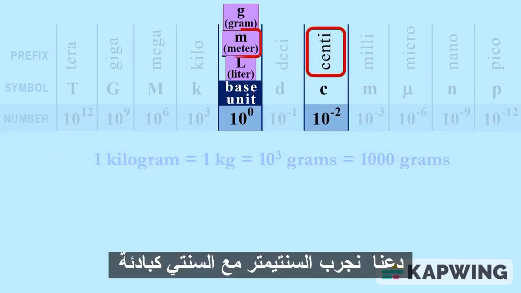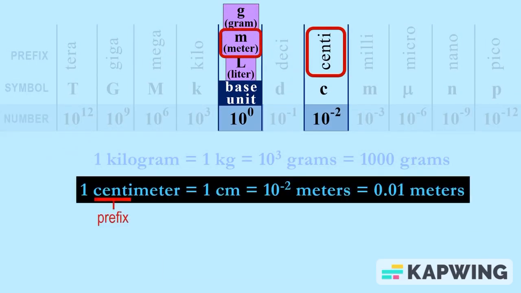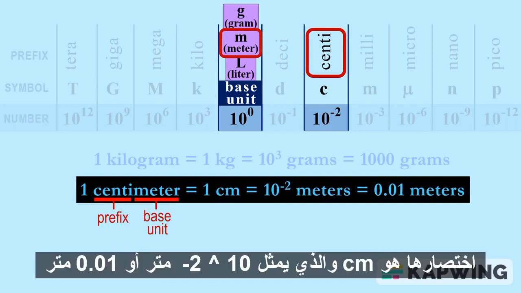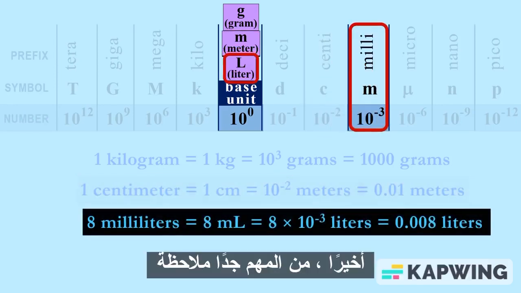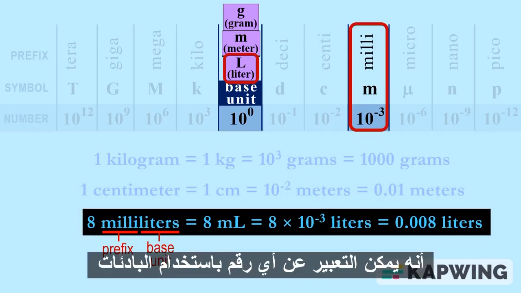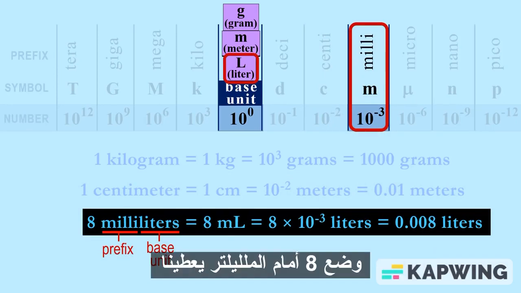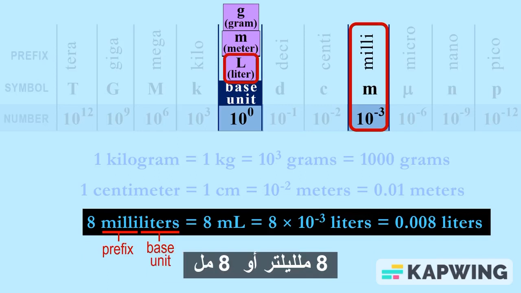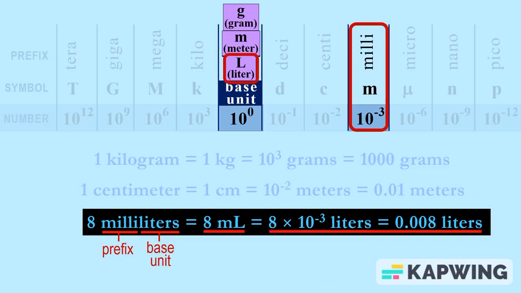Let's try centimeter with centi as prefix, meter as base. Its abbreviation is cm, which represents 10 to the negative 2 meters, or 0.01 meters. Lastly, it is very important to note that any number can be expressed using prefixes. Putting an 8 in front of milliliter gives us 8 milliliters, or 8 ml, which represents 8 times 10 to the negative 3 liters, or 0.008 liters.